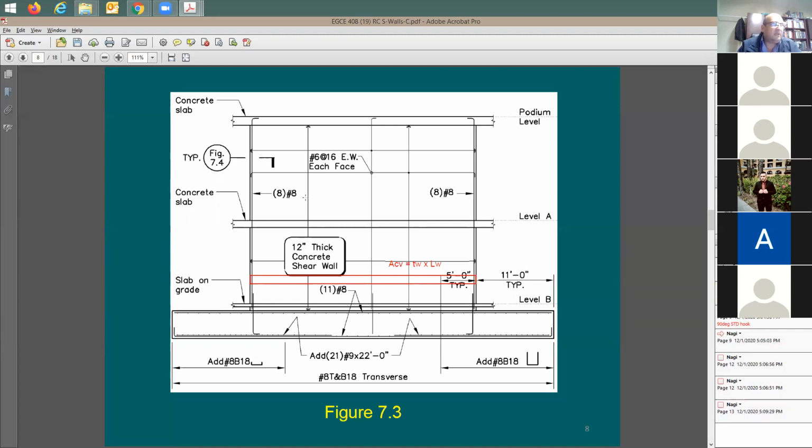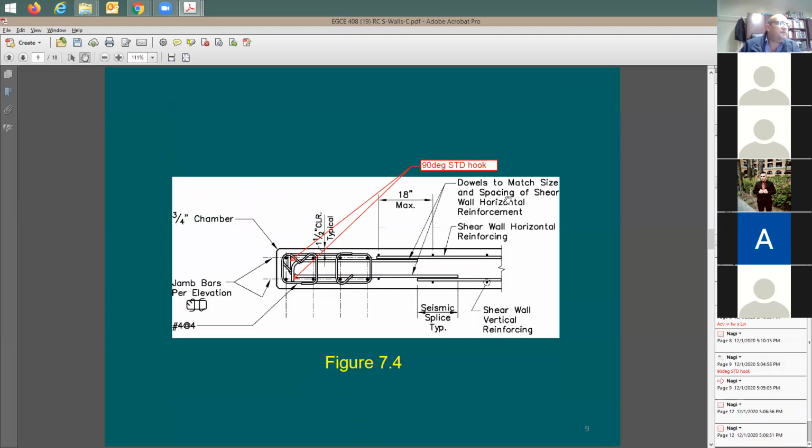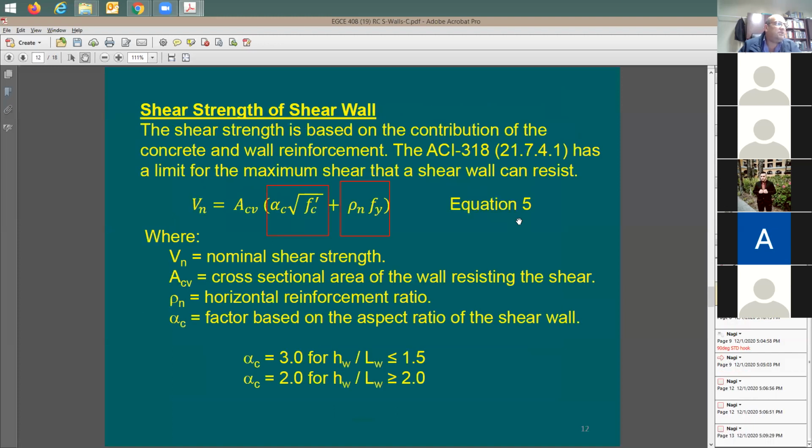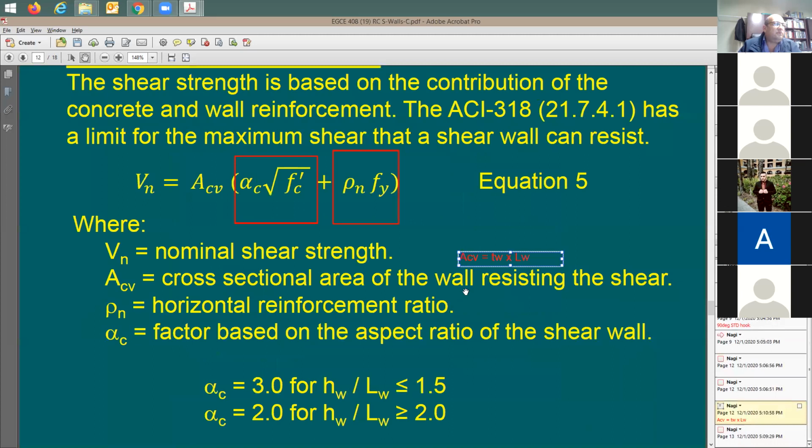It's this section here that you're cutting through the wall, looking down, because the shear force acting on the wall is coming this way, and also from this level it's coming that way. So when you take this total shear and put it on the wall, this is the section resisting the shear. So what is it equal to again? Acv, I can just throw it here, right? It's equal to thickness of the wall times the length of the wall.